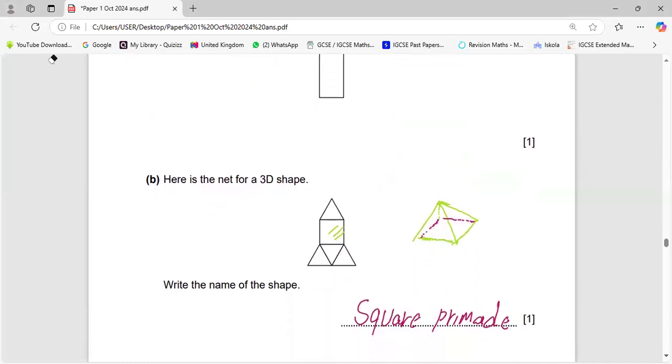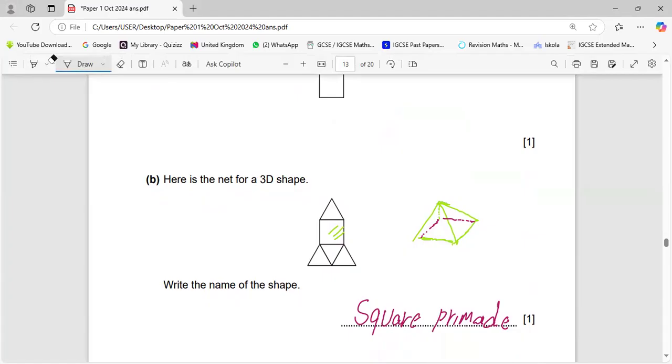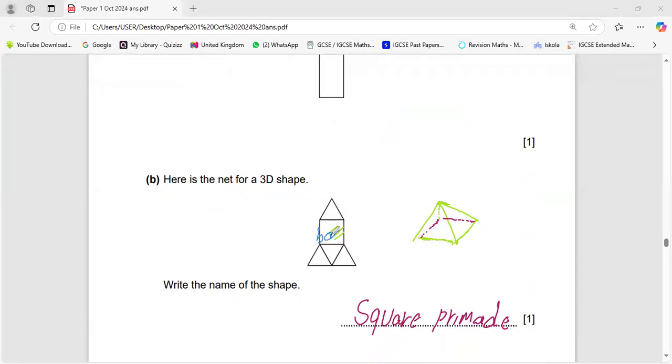The next one, here is a net of a three-dimensional shape, and it asks what is the name of the shape. Here is the net, and if you bend it and make it a shape, it's going to be a square pyramid like this. Here is the base, and here are the sides. Okay, he just wants the name of the shape.